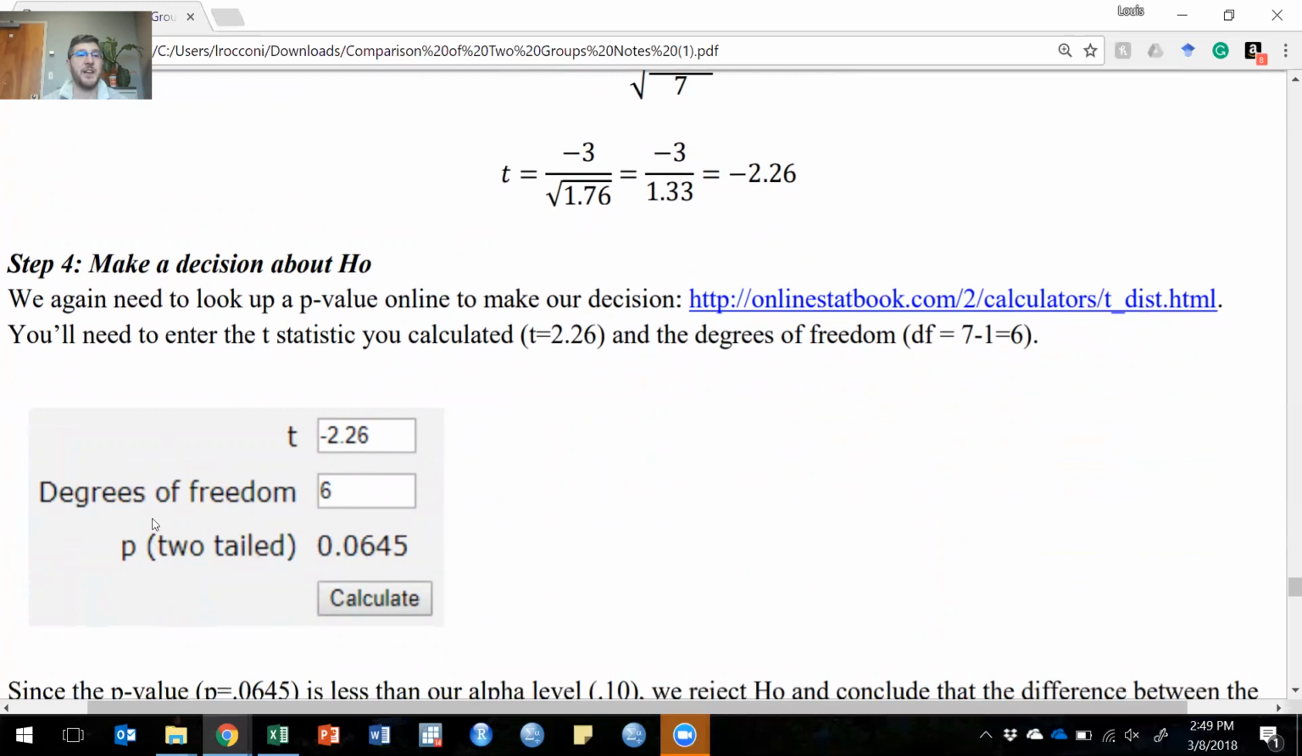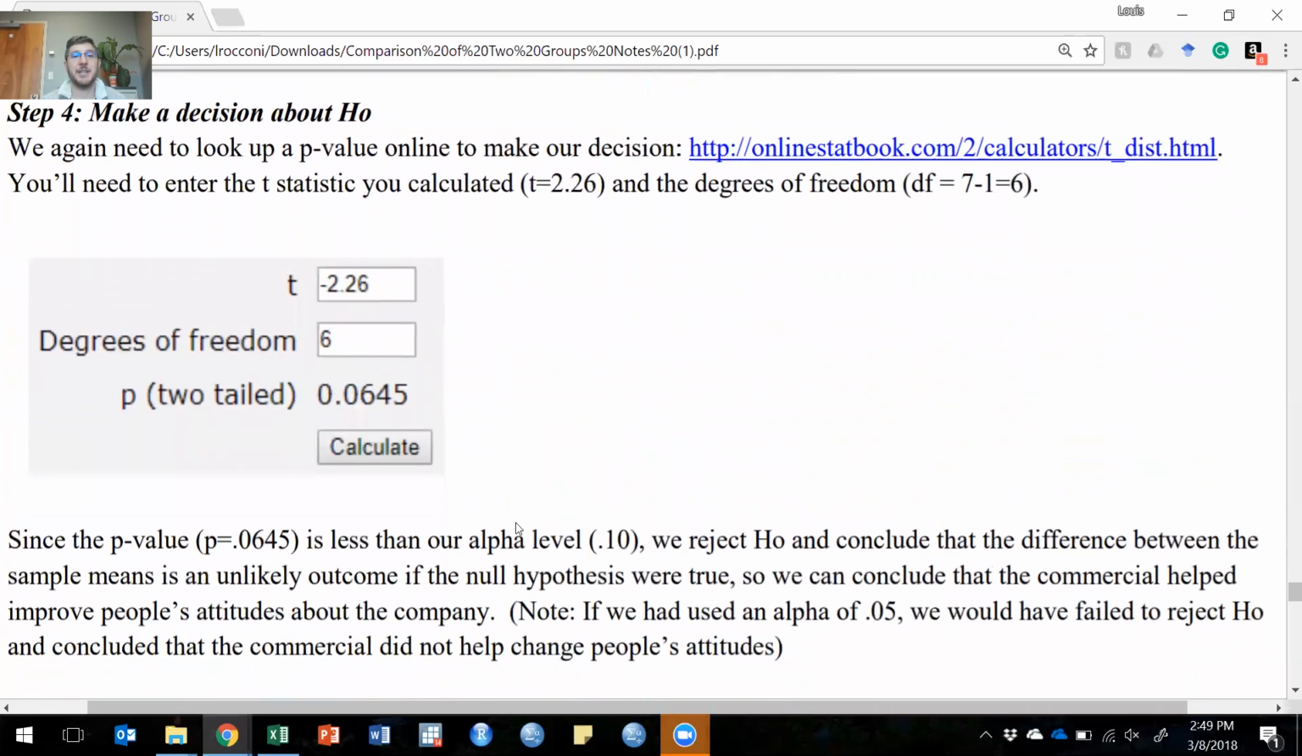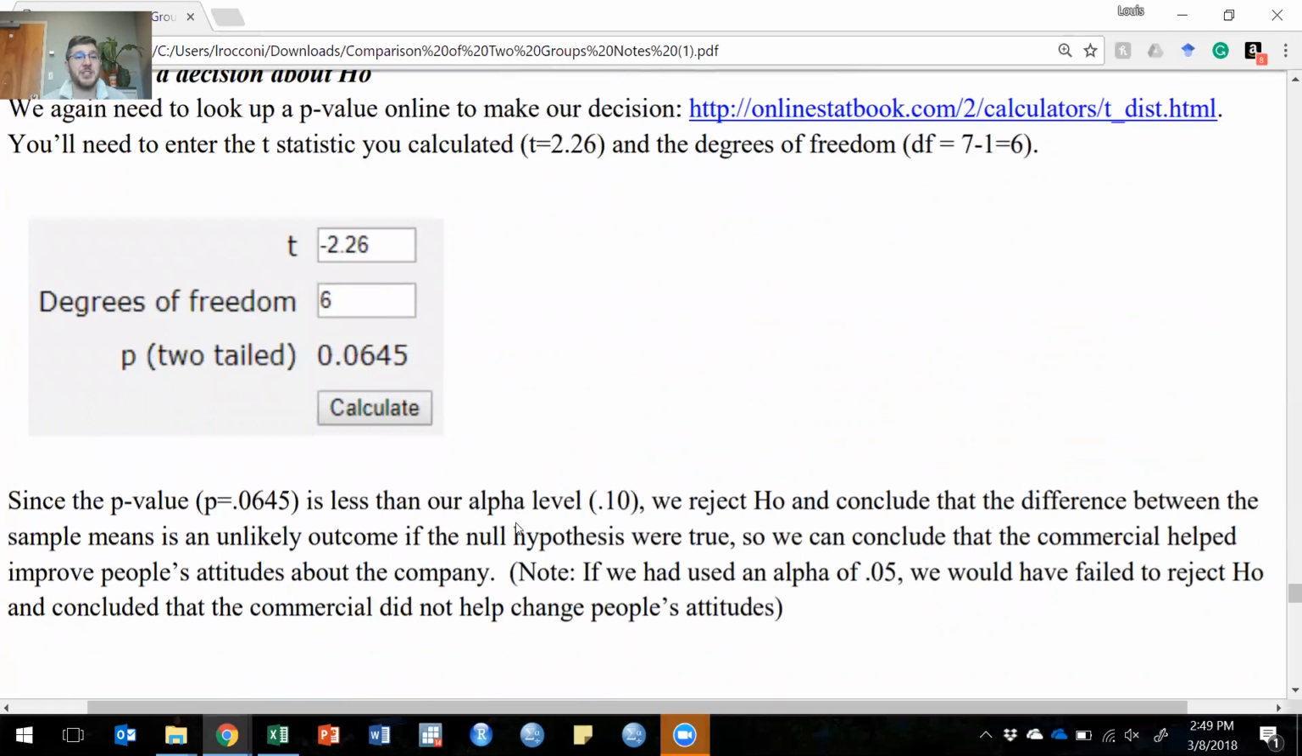We compare our p-value with our alpha level of 0.1. Since our p-value is less than our alpha level, we're going to reject the null hypothesis that there's no change in perceptions and conclude that there is a difference in perceptions. It seems that people improve their perceptions of the company after watching the video.